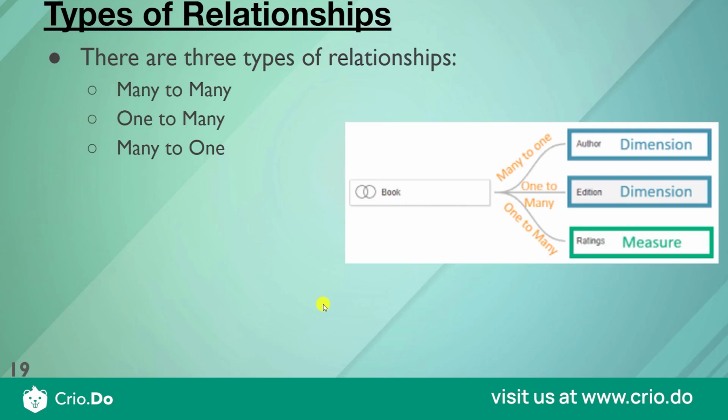From books to edition is one to many. So it has one book, but it can have so many editions per one book. We can have different editions, just like in Tableau we have different versions. One book has different versions or editions. So in this scenario, there is a one to many concept: one book with different editions.